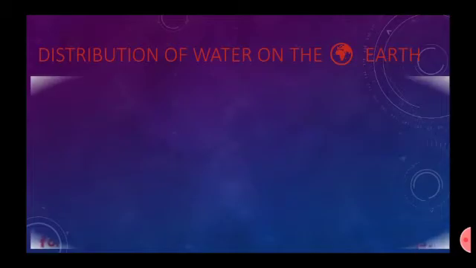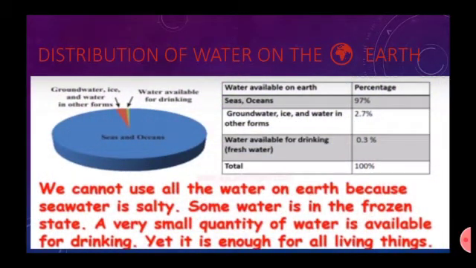Distribution of water on the earth. Here in the table you can see water available on the earth and the percentage which is used. Water available on the earth: sea, ocean 97%, groundwater, ice and water in other forms 2.7%, water available for drinking, that is fresh water 0.3%, and the total is 100%. We cannot use all the water on the earth because sea water is salty. Some water is in the frozen state. A very small quantity of water is available for drinking, yet it is enough for all living things.